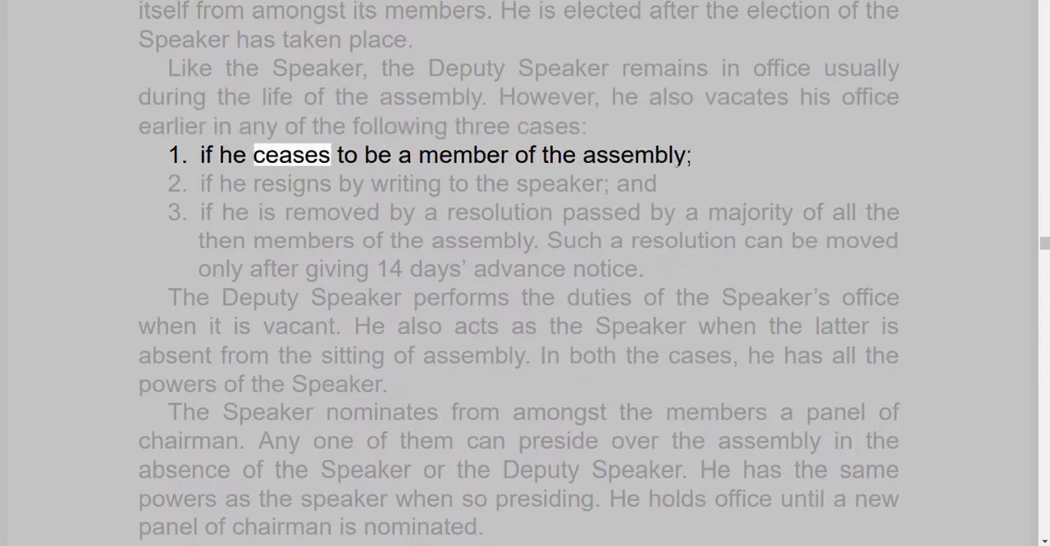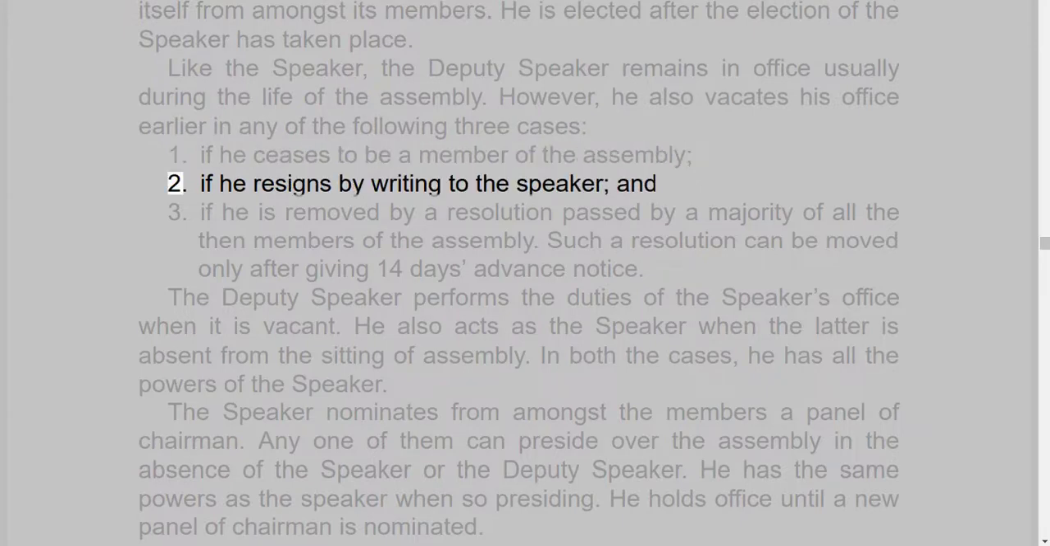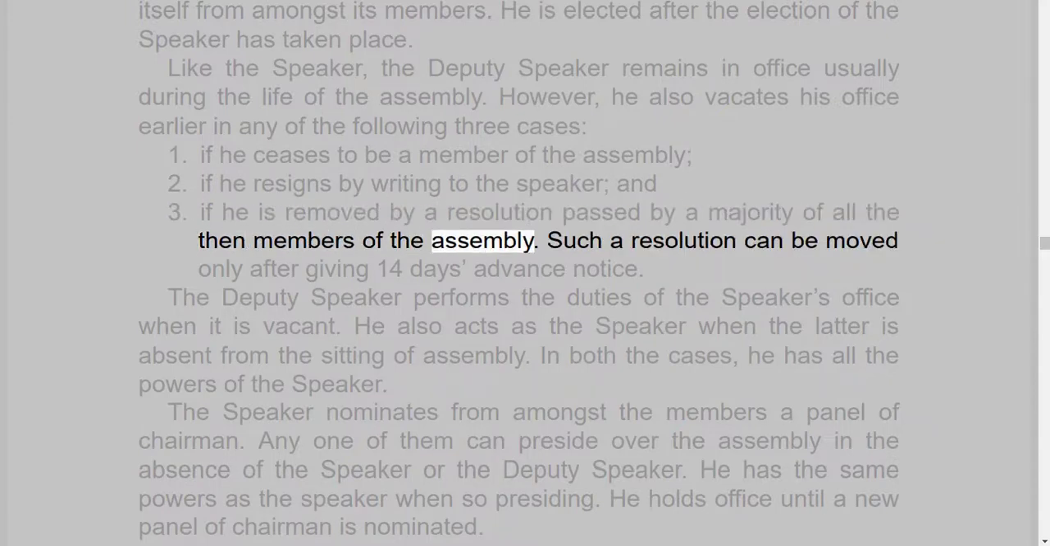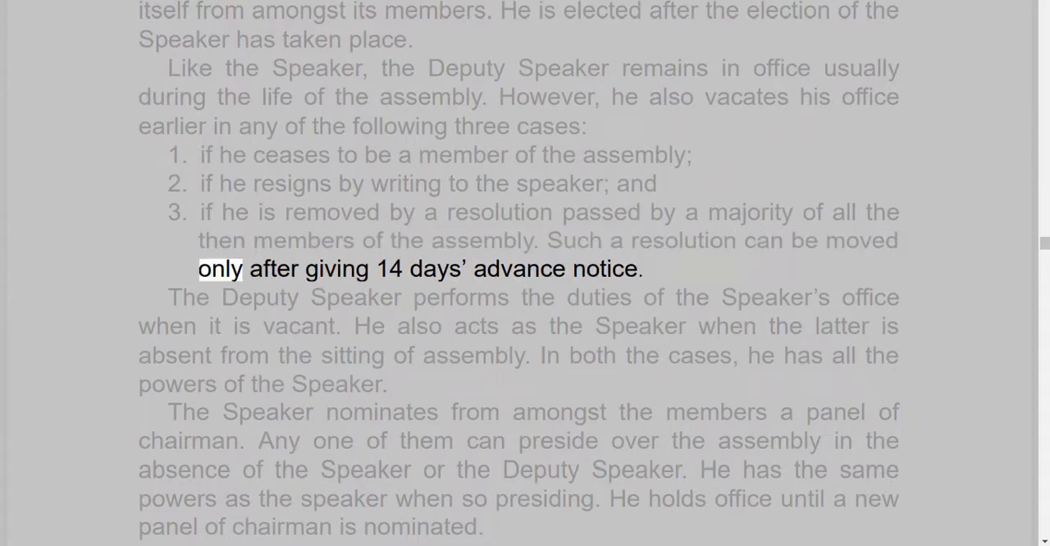1. If he ceases to be a member of the Assembly. 2. If he resigns by writing to the Speaker. And 3. If he is removed by a resolution passed by a majority of all the then members of the Assembly. Such a resolution can be moved only after giving 14 days advance notice.